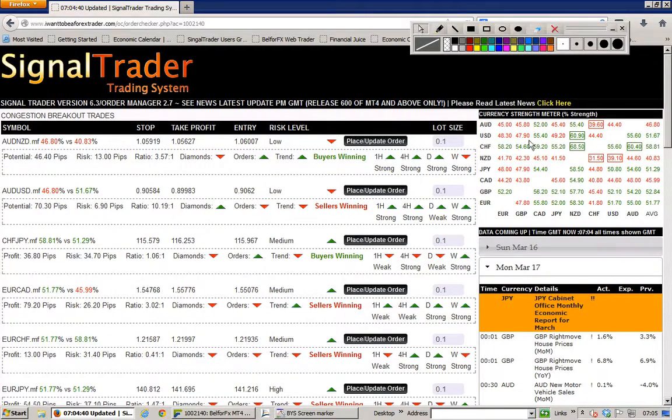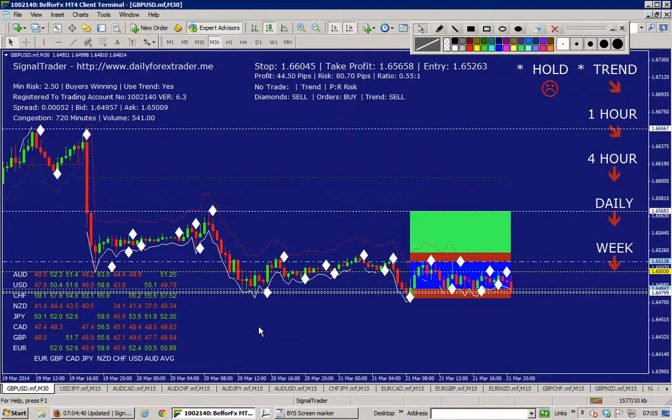Good. Also, if there's a potential reversal, you'll see it listed just here. Of course, there isn't at the moment because we're in the weekend. So that's the main SignalTrader system. Something else that I want to show you is the way that trading works for the SignalTrader system.